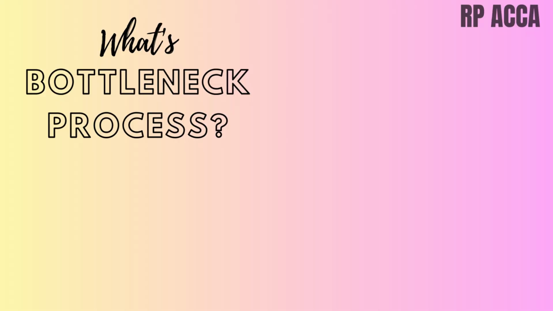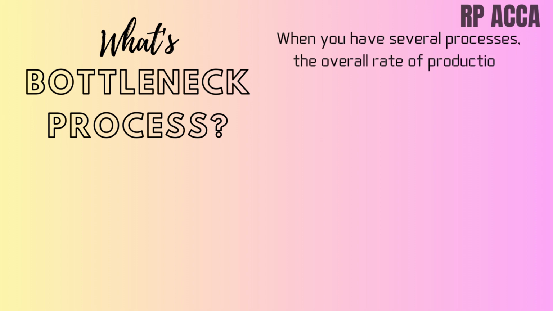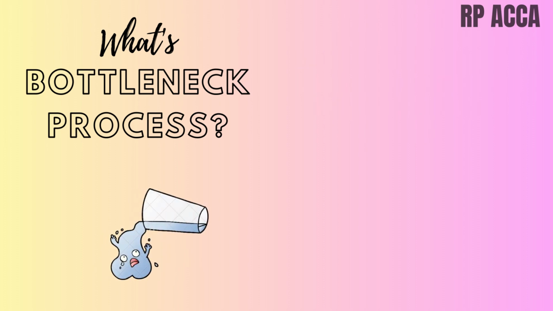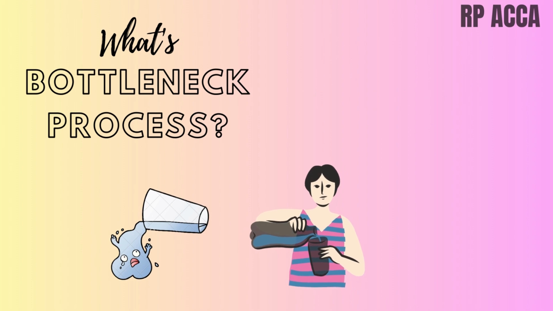What is a bottleneck process? When you have several processes, the overall rate of production will depend upon the slowest process. Such a process is called a bottleneck. It's interesting why it is called bottleneck. If you pour water from a glass, the whole water comes out, but when you pour it out from a bottle, because of the shape of the bottle's neck, only a limited amount of water comes out. So, the neck limits the flow. Similarly, the final output is limited by the slowest process, which we call a bottleneck. Is that clear? Now let's see how to find the bottleneck process.